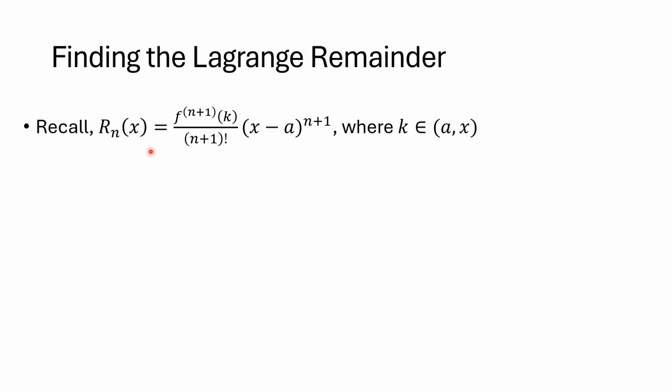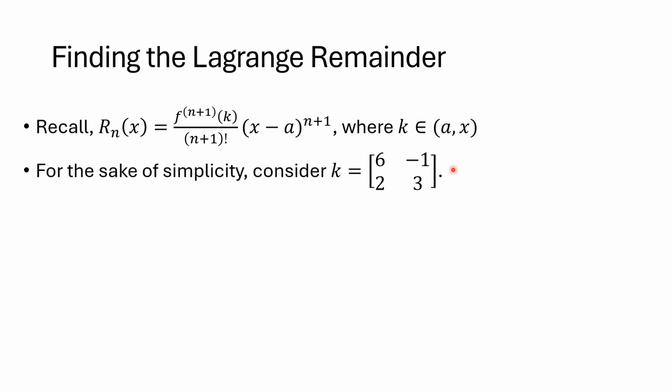However, now we have to find the Lagrange remainder. This is where things can be challenging. So if we recall the formula for finding the Lagrange remainder at an arbitrary value of x, that is between a and x, with k being between a and x.